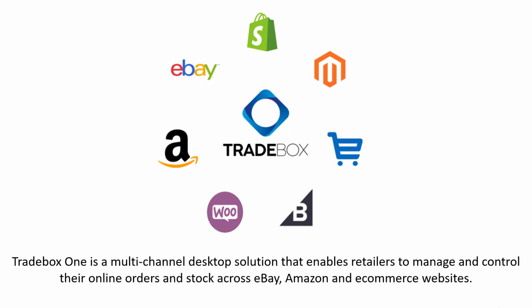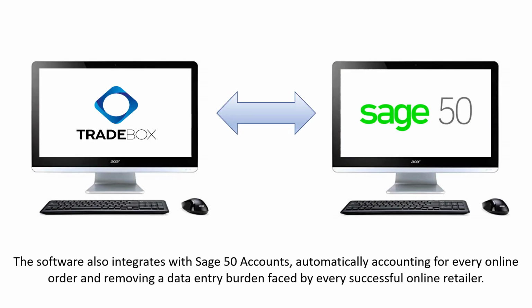Tradebox One is a multi-channel desktop solution that enables retailers to manage and control their online orders and stock across eBay, Amazon, and e-commerce websites. The software also integrates with Sage 50 accounts, automatically accounting for every online order and removing a data entry burden faced by every successful online retailer.